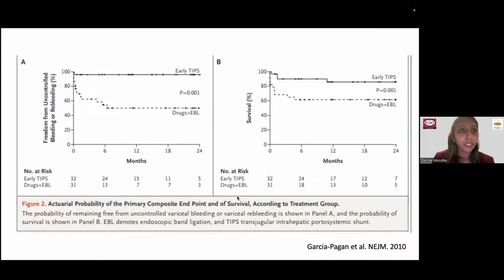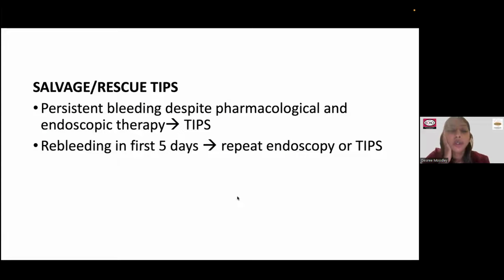So in terms of salvage or rescue TIPS, this is when you do TIPS when there's persistent bleeding despite pharmacological and endoscopic therapy, then consider TIPS. Also, if they rebleed in the first 5 days, you can repeat endoscopy and consider TIPS here. I know some centers don't have TIPS available, so once again, it's if it is available to you.